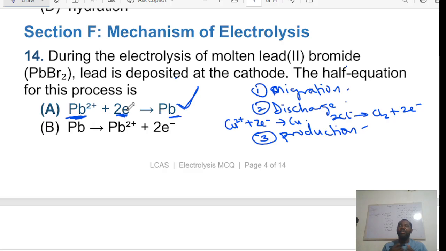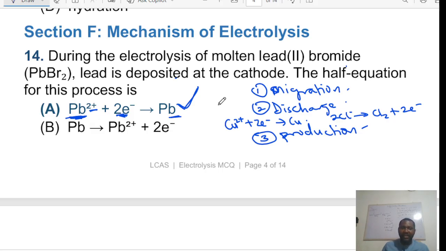Gaining electrons makes you neutral. If you notice, +2 - 2 is 0, makes you neutral. That is the last stage of electrolysis. So the first stage is migration: anions migrate to the anode, cations migrate to the cathode. The second stage is discharge. Discharge happens when an ion gains or loses electrons. Cations are discharged by gaining electrons, anions are discharged by losing electrons. Then the third stage, after discharge, gases or metals are produced.